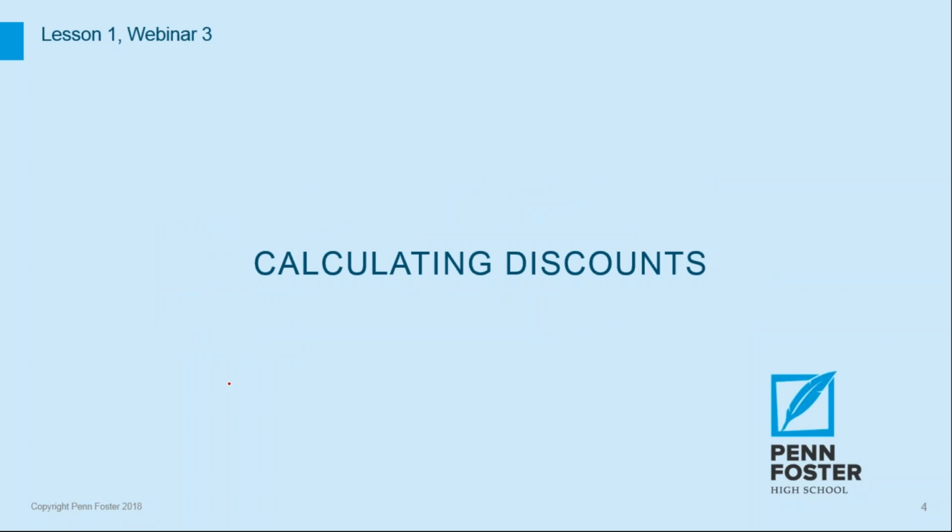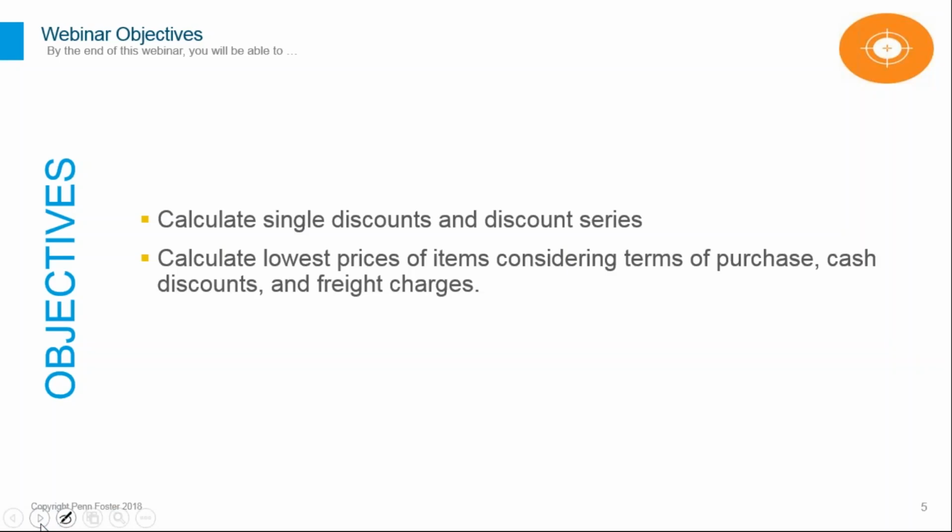Today we're going to look at calculating discounts. We're going to look at different kinds of discounts and how we can calculate the selling price, the discounts, or the savings on each type of problem that we're going to see within today's presentation. We're going to look at single discounts, which is the most popular one that we deal with almost every day. Also, we're going to look at how to calculate discount series and how to find the lowest price on items purchased from business to business. I'm going to look at all of these in this lesson.